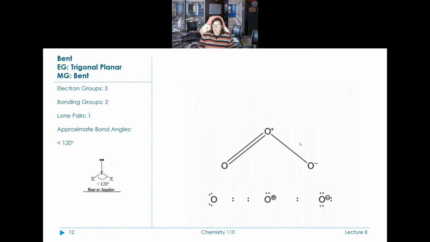So the 2 atoms in the molecular geometry that are connected to the central atom have a bond angle of less than 120 degrees. This lone pair takes up more space than a bonding pair would, and therefore it shrinks the bond angle between the 2 oxygens that are there. This is called bent, because the structure that we look at when we don't see those electrons that are up here is bent. Awesome. So that's 3 electron groups, 2 bonding pairs, 1 lone pair. Awesome. What's next?